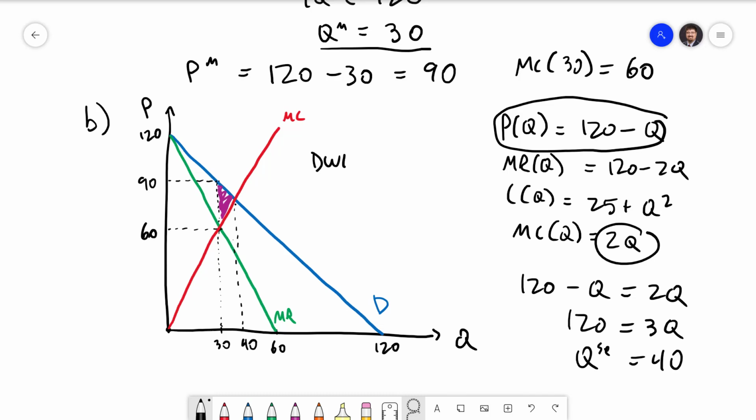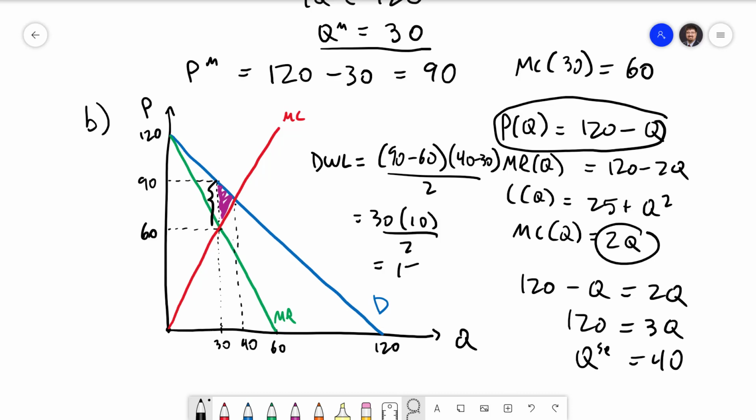To calculate the deadweight loss, we have a base of 90 minus 60 and a height of 40 minus 30. Divide that by 2, we get 30 times 10 over 2, which is 150.